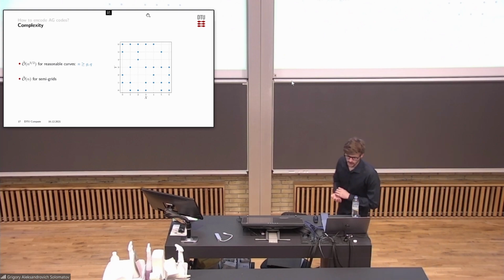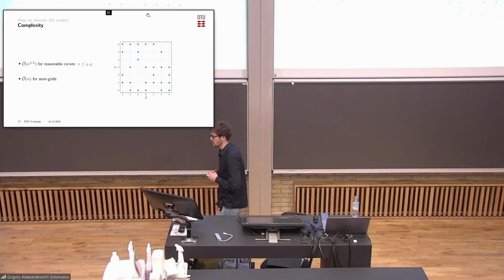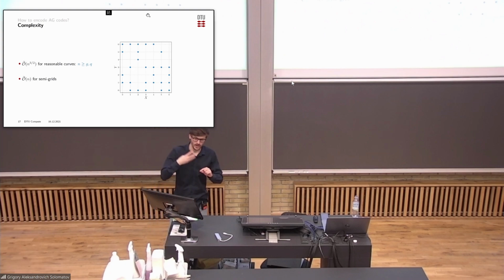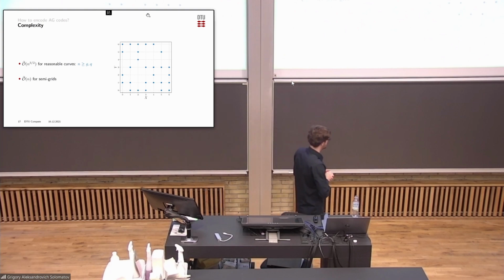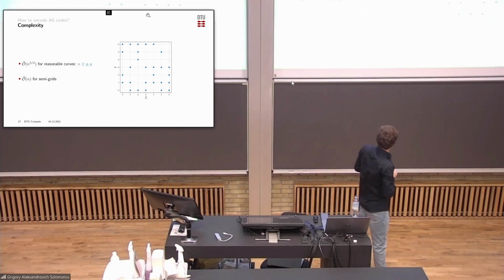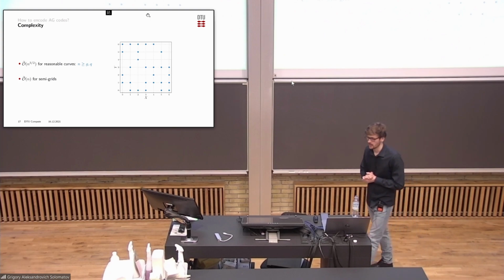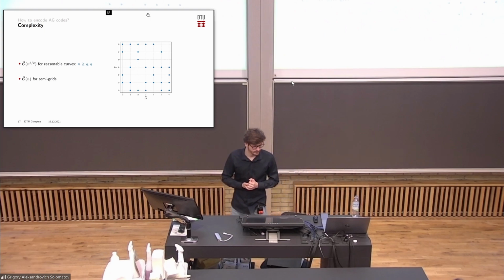And a semi-grid, I have an example of a semi-grid on my slides. A semi-grid is a point set where for each individual x coordinate, you have the same number of y coordinates appearing. So in the picture that you can see above, each single x coordinate has exactly 4 y coordinates associated with it. And that means that we can evaluate our polynomial efficiently at all of those points.